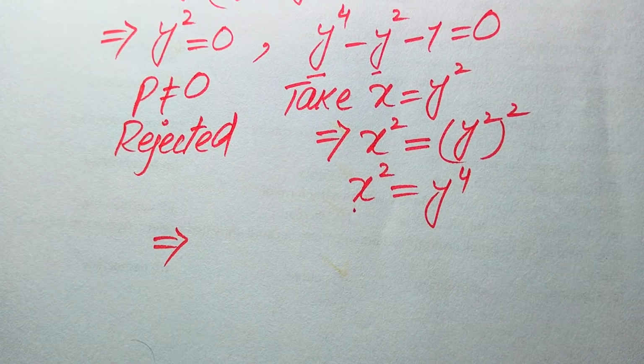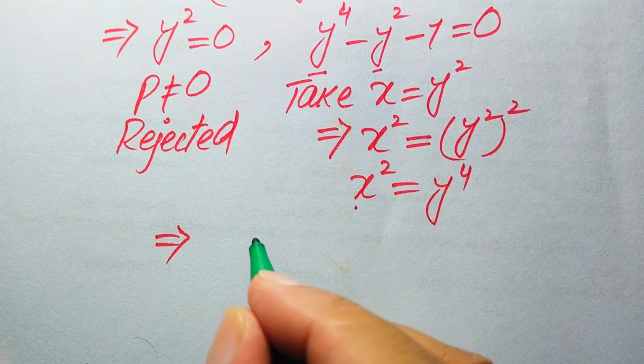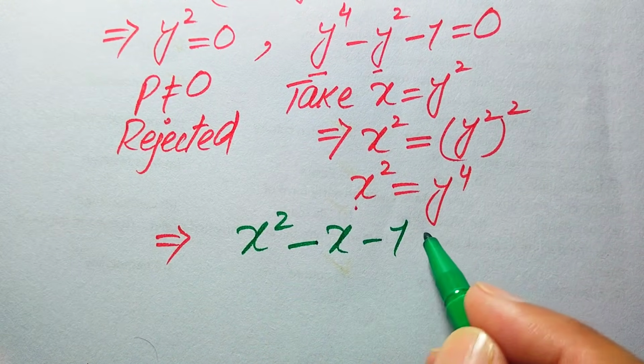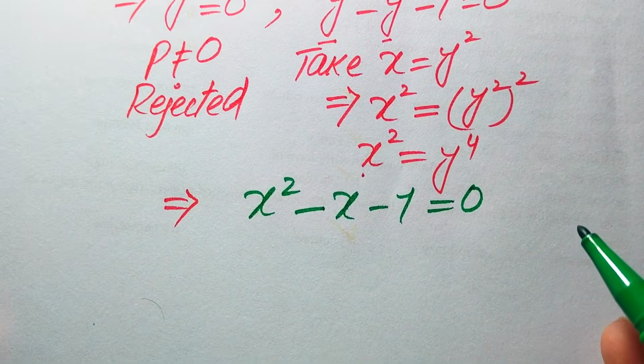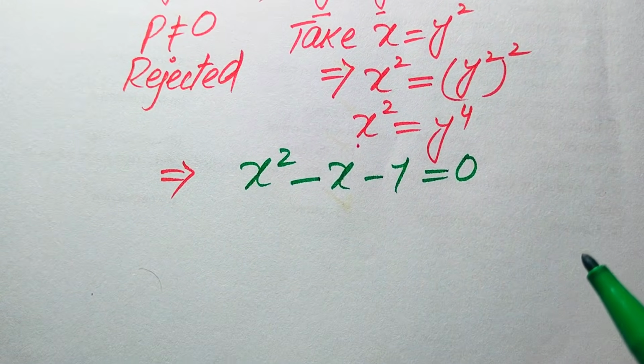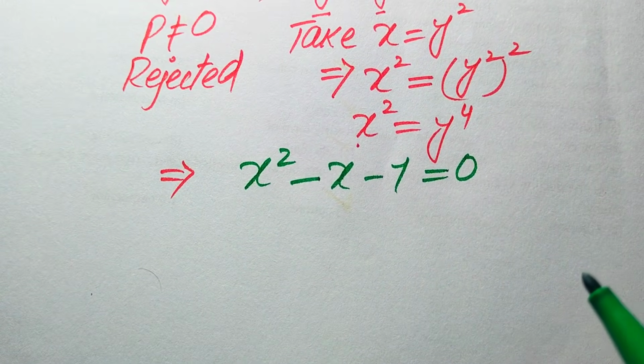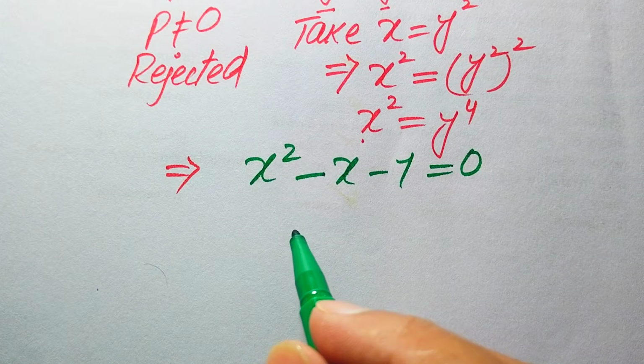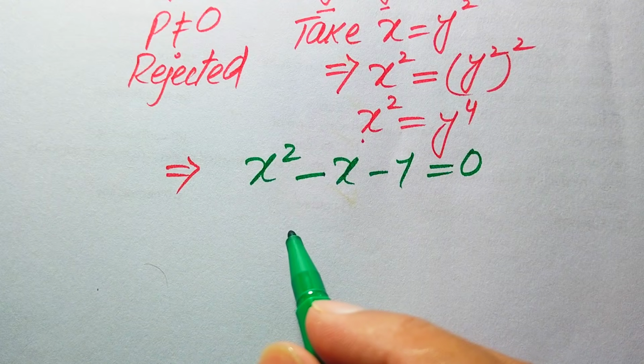So our above equation becomes: y to the power of 4 becomes x square, and y square equals x, so x square minus x minus 1 equals 0. So this becomes a quadratic equation in the x variable, and you very well know that there are three methods to solve a quadratic equation. The first method is the factorization method, the second one is the completing the square method, and the third one is by applying the quadratic formula.